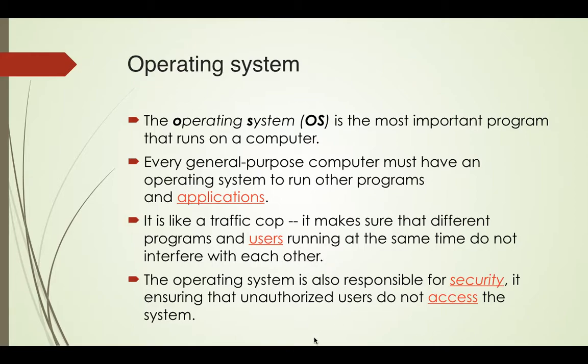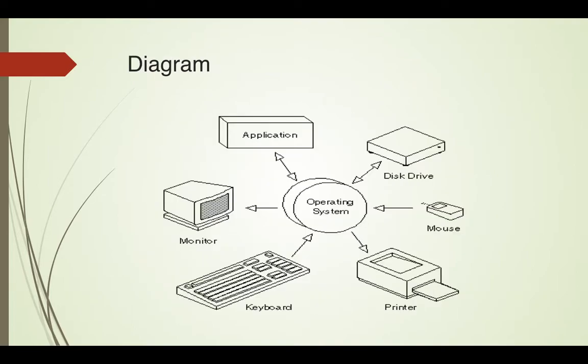The operating system is also responsible for security. It ensures that unauthorized users do not access the system in different modes. That's one level of security. Considering this diagram, we'll try to illustrate what an operating system is in abstract. In the center I have the operating system, which is associated with disk drives, applications, monitors, keyboard, printers and mouse. So when I call the operating system a program or a set of programs, it should have the functionality of driving the disk drive, applications, monitors, keyboard, printers, mouse based on user requirements.